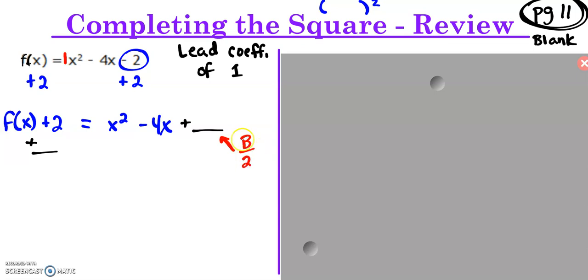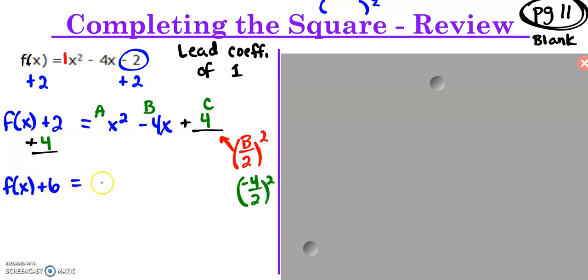Whatever b divided by 2 squared is. Now, this requires you to remember that technically this first letter is a in front of this x squared, that this term in the middle is b, and what we are ultimately looking for is c. So in this particular problem, if we take negative 4 and we divide it by 2 and then we square that, we get 4. Now, why did I put a blank on the left-hand side? Well, any good mathematician knows that if you do something to one side of your equation, you better be doing that to the other side. So we're going to add that 4 to the other side. And now we have f of x plus 6 is equal to x squared minus 4x plus 4.